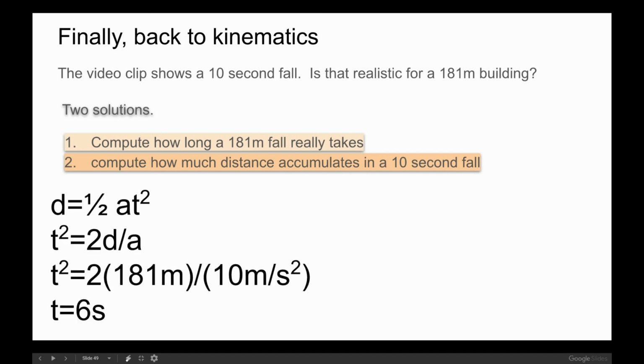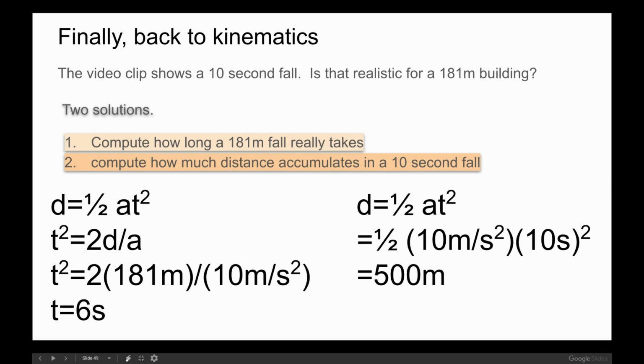If we want to compute how long a 181 meter fall really takes, then we rearrange the equation, get 6 seconds. Or we say, how far would he really have fallen in 10 seconds? And we get 500 meters. Now pause and look at that for a second.